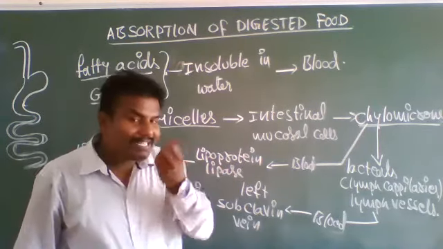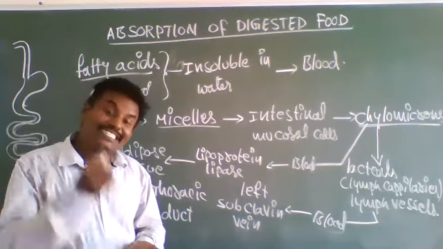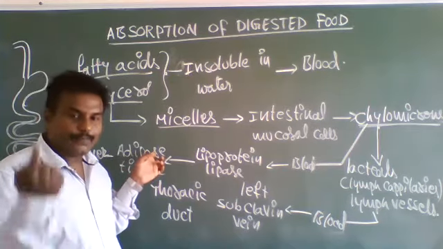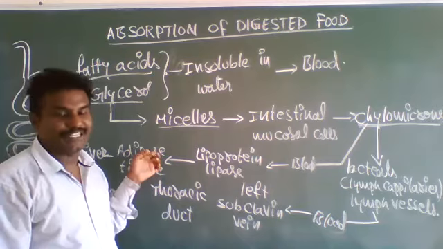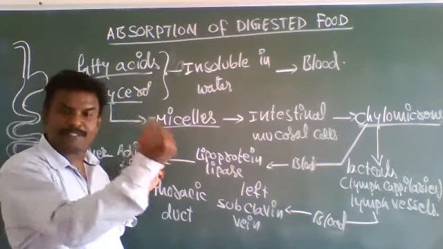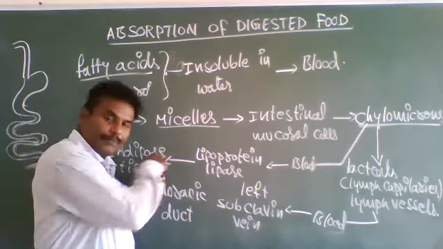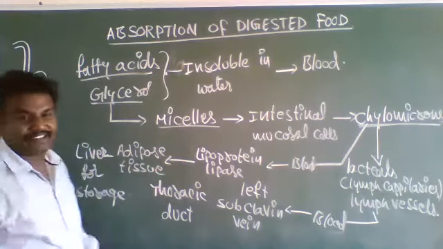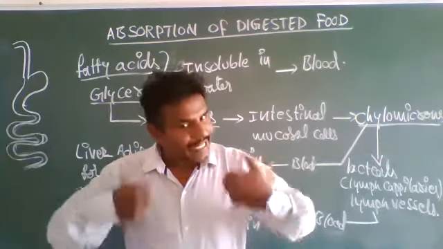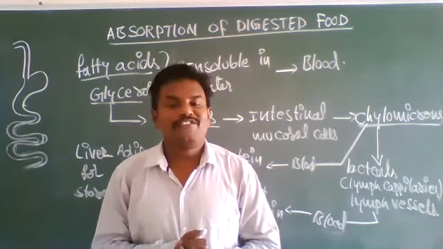Those broken substances enter the adipose cells of the adipose tissue. In the adipose tissue, there are cells, and in those cells those broken substances enter. Some enter the adipose tissue, and some enter the liver. This is the process that happens in our body regularly. This is called absorption of digestion.